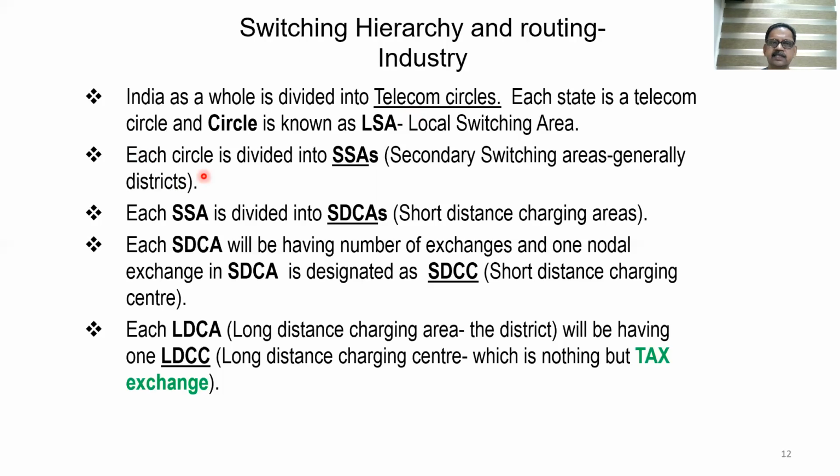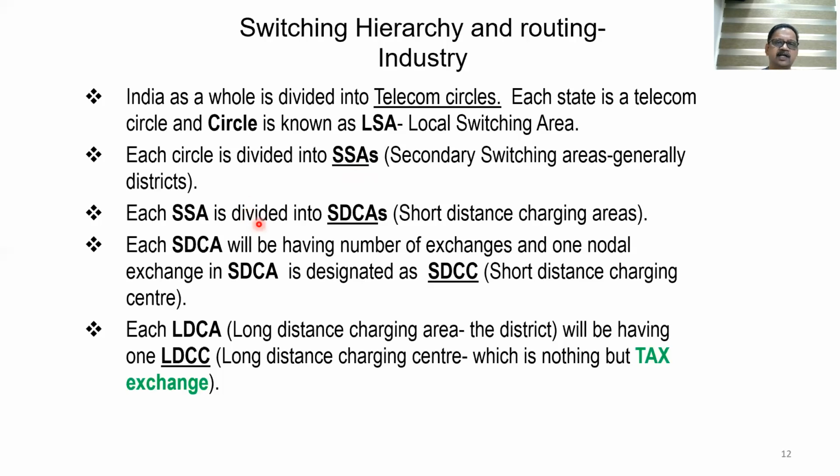Each circle, that is each state, is divided into SSAs. So they are further divided based on the districts. Each district is generally known as SSA, secondary switching area. So district, you can say SSA.